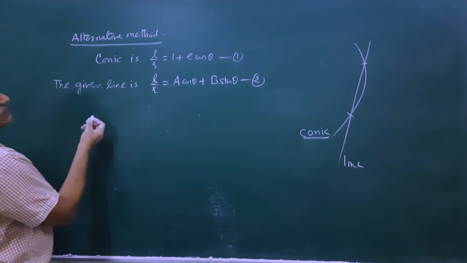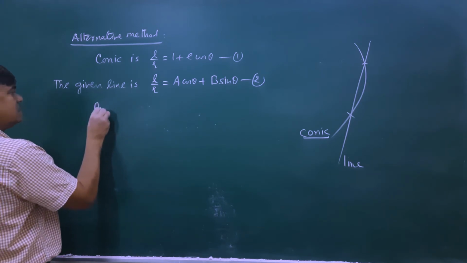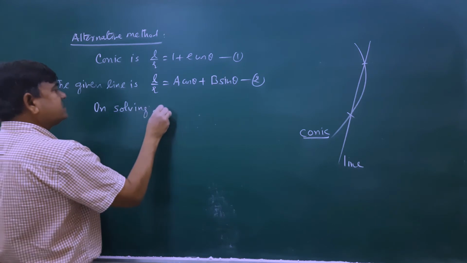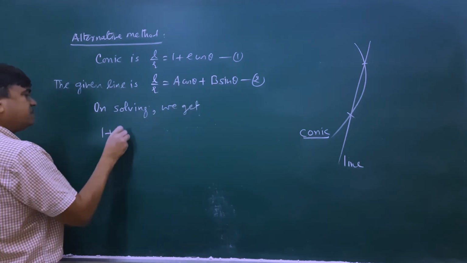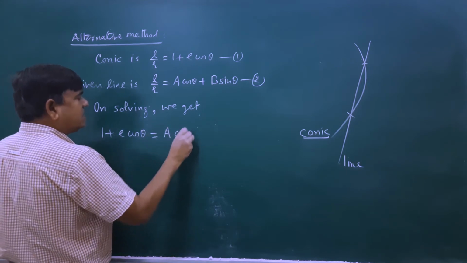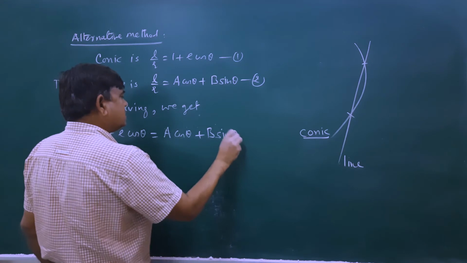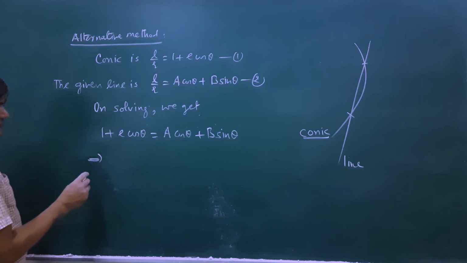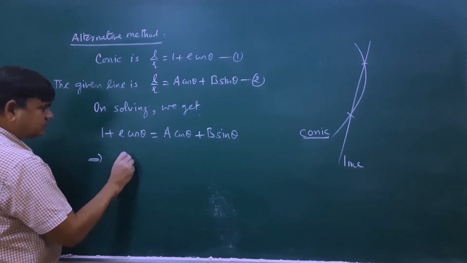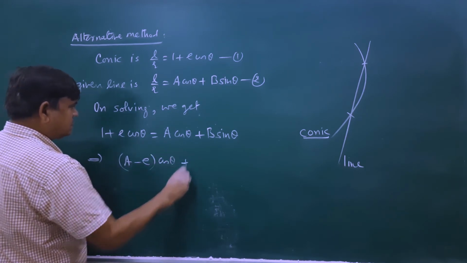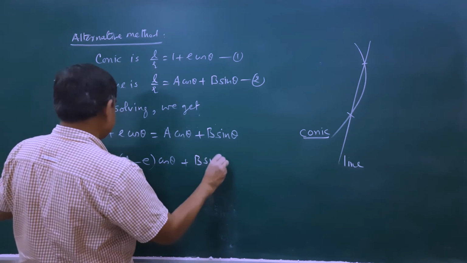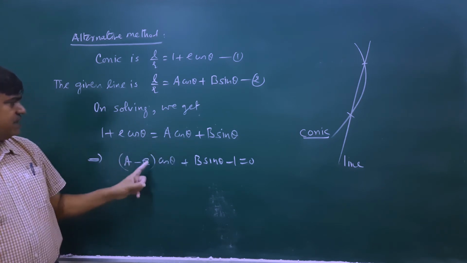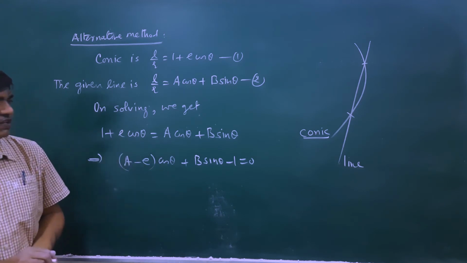You can say, on solving, we get 1 plus e cos theta equals to a cos theta plus b sin theta. So you just transpose this side. It is a minus e cos theta is common, then plus b sin theta minus 1 equals to 0.